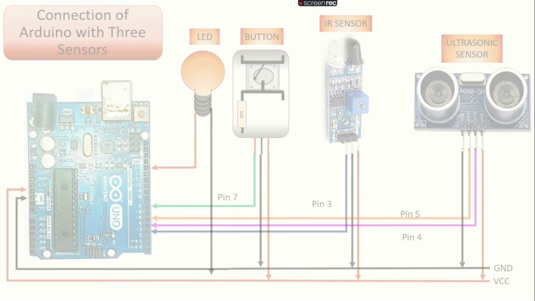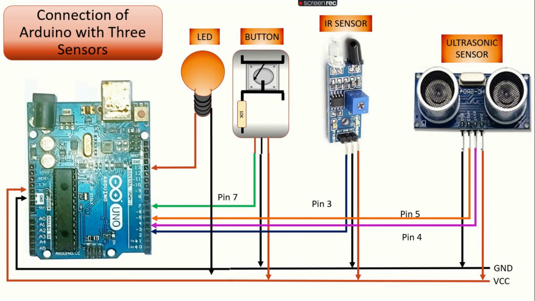Here is the connection of Arduino with 3 sensors for input, and an external LED for output. In my program, I am using the Arduino built-in LED. For your program you can use an external LED, as shown in the figure. So now here is the program.